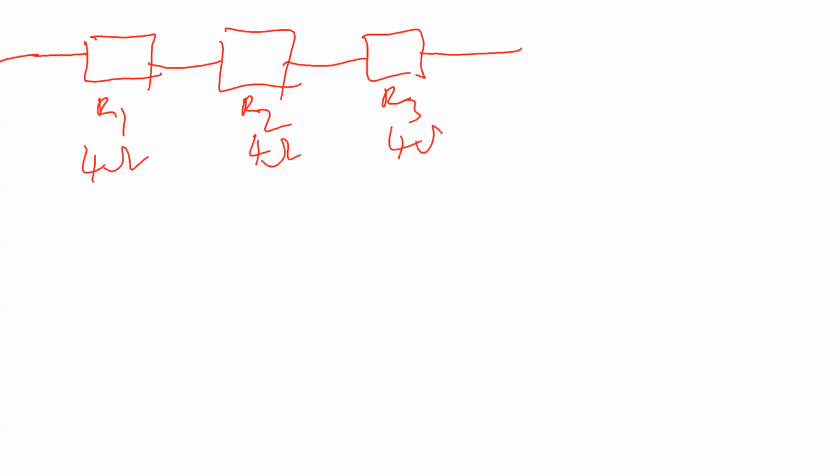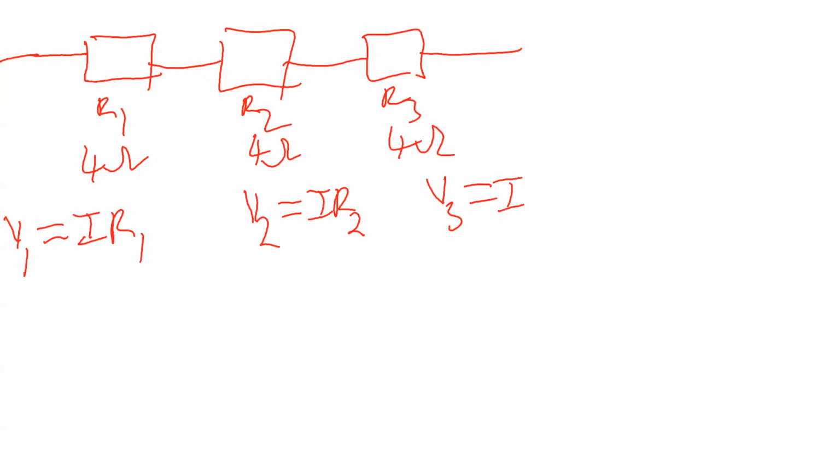Right. So here we have V1 is equal to I R1. V2 is equal to I R2. V3 is equal to I R3. Current is the same. Remember, we said current in a series connection doesn't change.